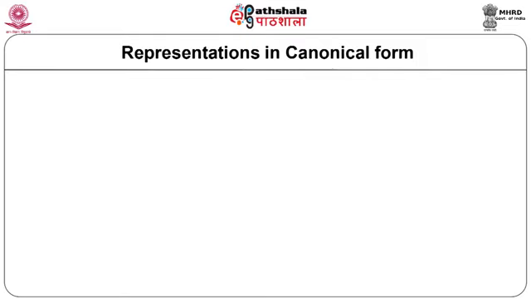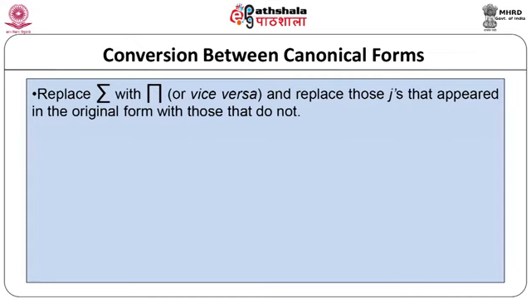Let us now understand how we convert between these canonical forms. There are two steps. First, replace summation with product form or vice versa, and second, replace those terms that appear in the original form with those that are absent in the other equation.